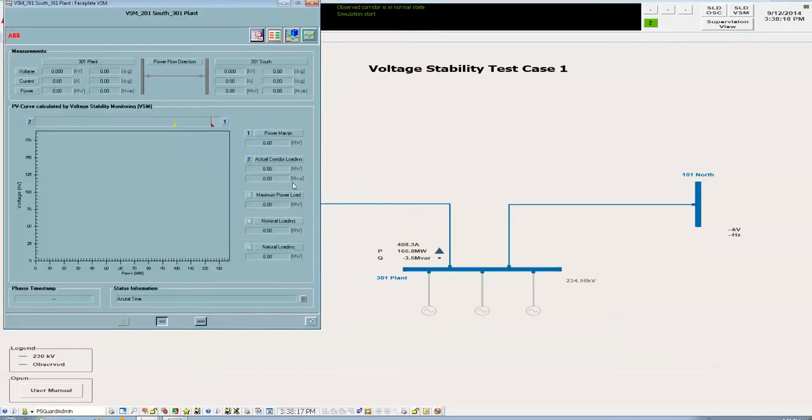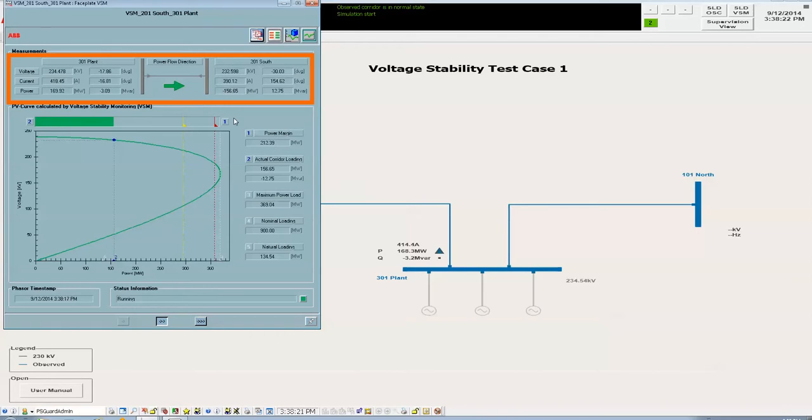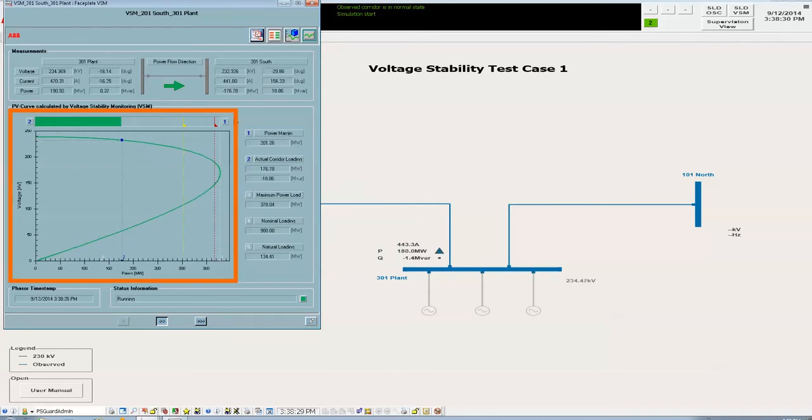In this case, we see the faceplate for the voltage stability monitoring application, where the user has access to measurements of current, voltage and power, also the power margin and the maximum power, among other measurements, as well as the graphical representation of the dynamically calculated PV curve with the current operating point and the alarm levels.